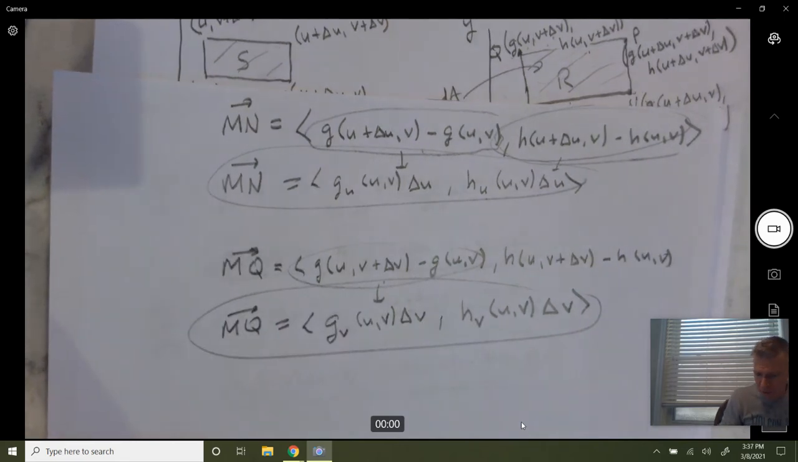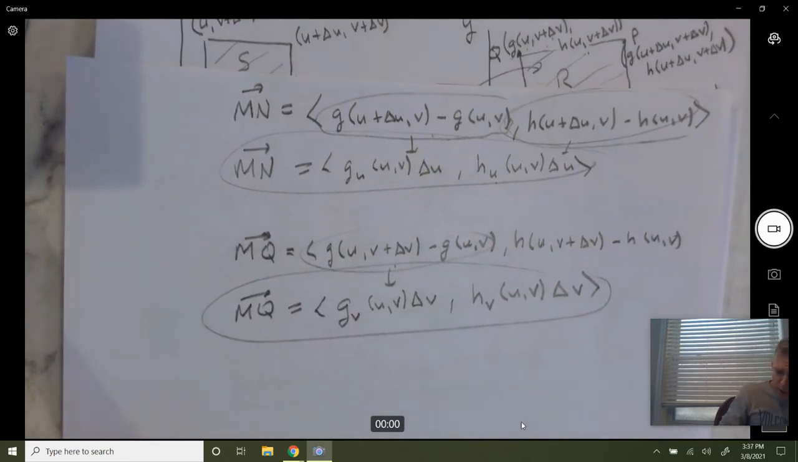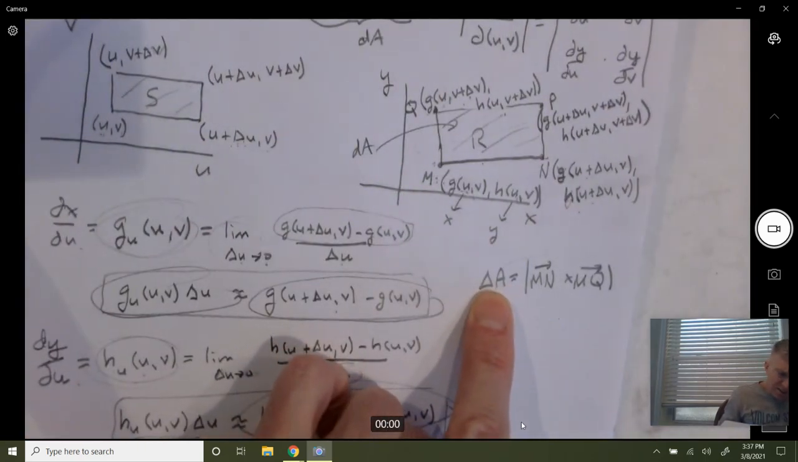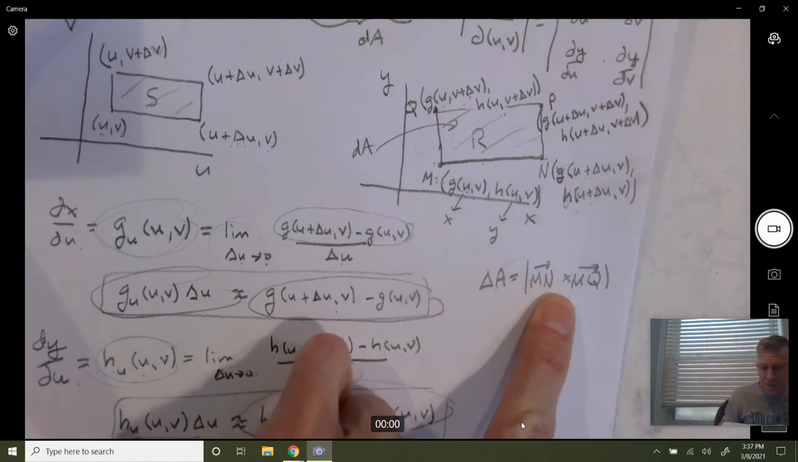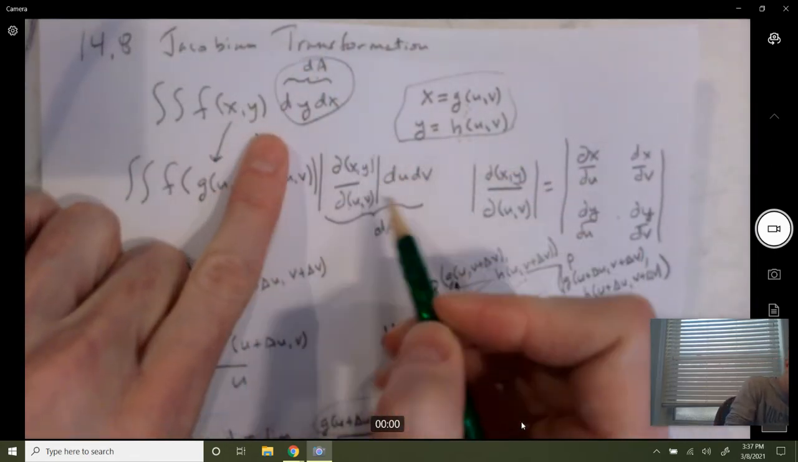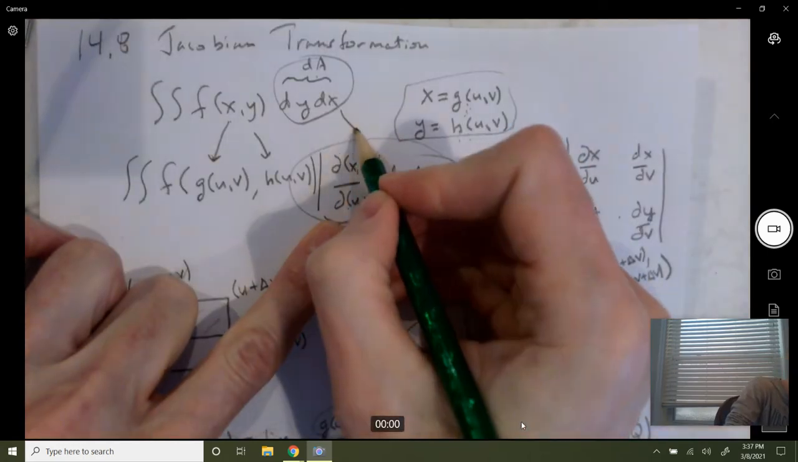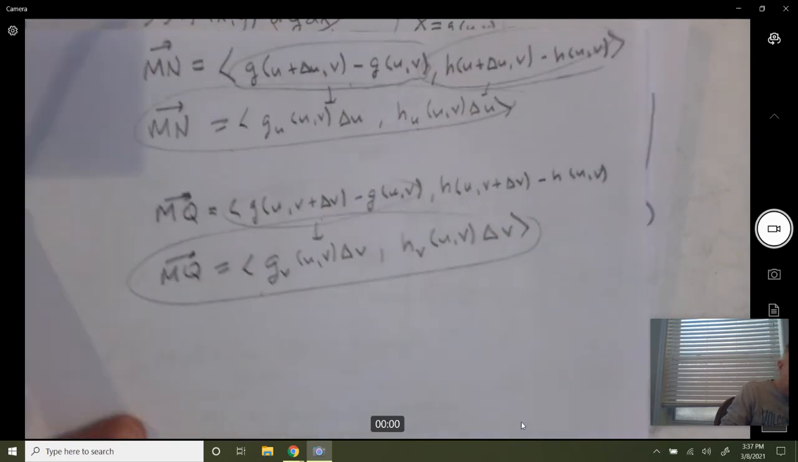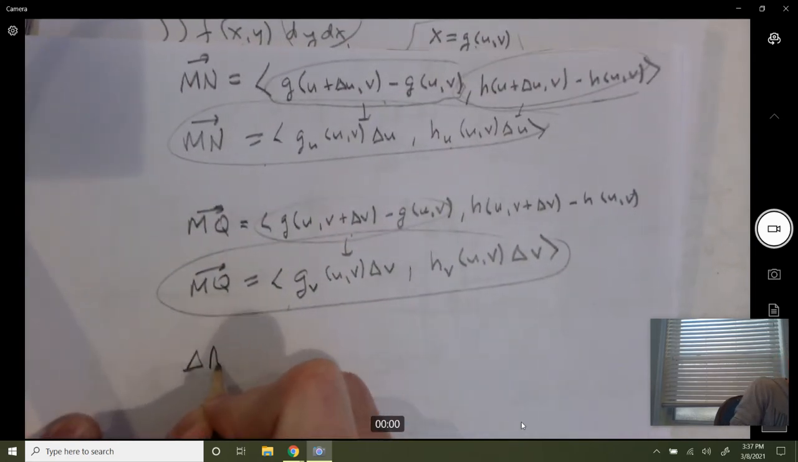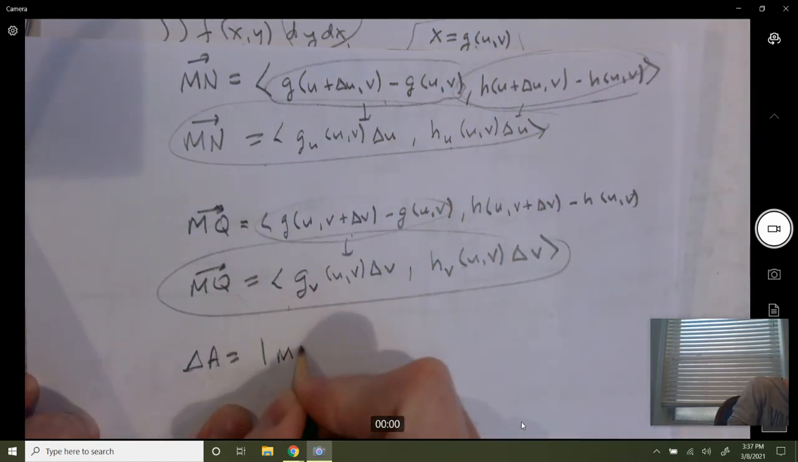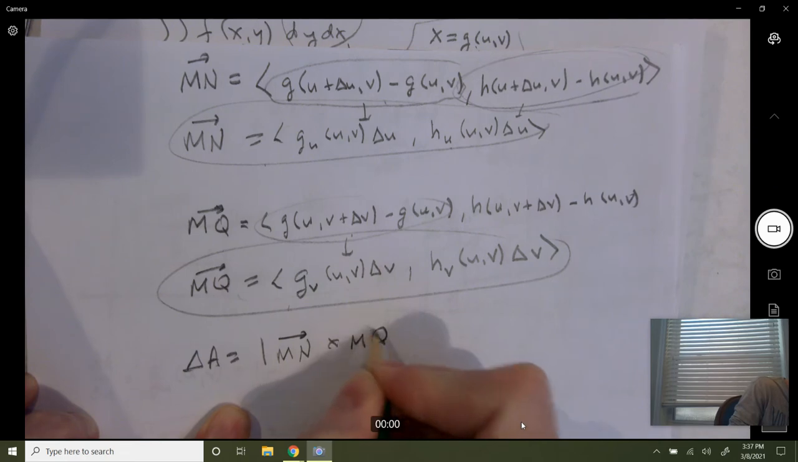I promise you we're almost there. So now we're going to do this cross product. Remember I said this thing, the delta A, and when this delta becomes infinitely small, that becomes a dA, is going to become the magnitude of this thing. And we're going to show how this delta A turns into this. So we're almost there. We're showing how this becomes this through how we define Mn and Mq. Okay, so our delta A is equal to the magnitude of this thing crossed with this thing. So Mn crossed with Mq.